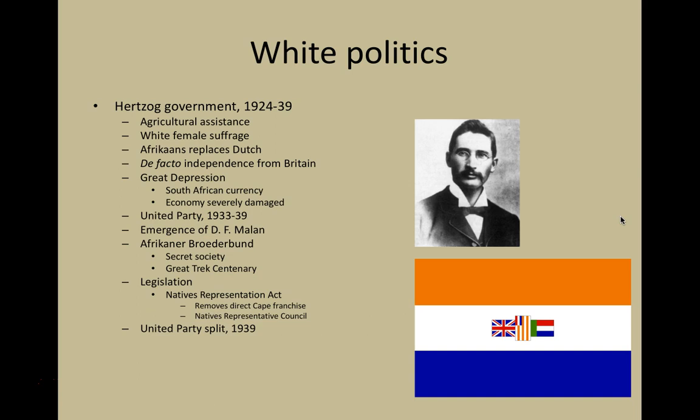The United Party split in 1939 with the outbreak of World War II. And this is something that I'll talk about in a later lecture. But suffice it to say that the more hardline Afrikaners wanted to support the Nazis in the war, wanted to break completely with the British Empire at this point. Hertzog wanted to remain neutral. Malan called for an alliance with Germany. And Smuts called for South Africa to keep their commitment to the British.